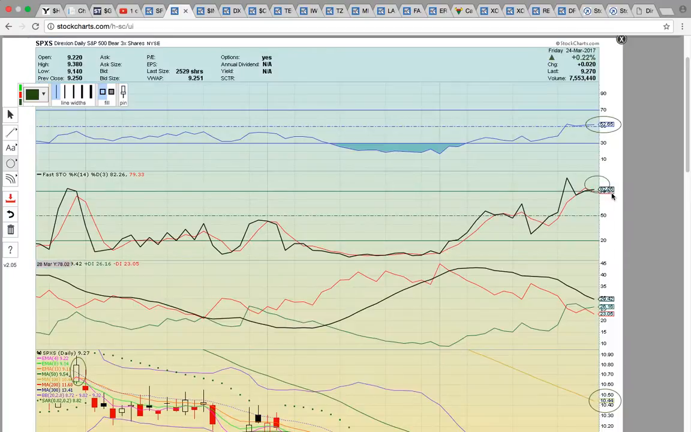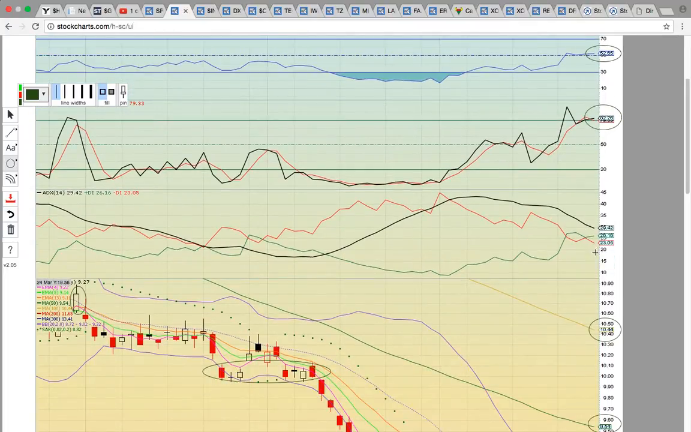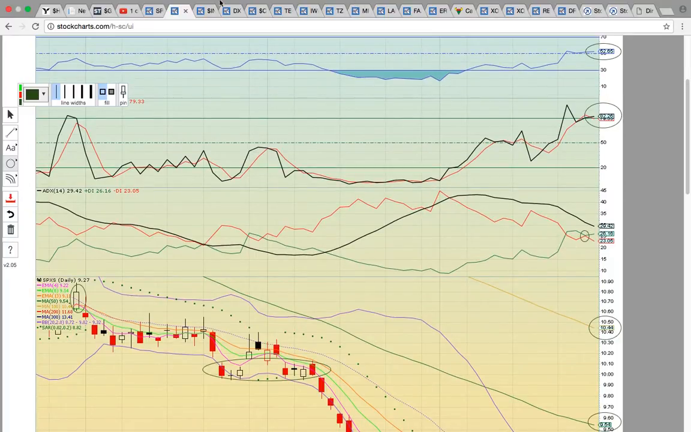Fasto is above 80 now and in the power zone. And then notice that on Plus DI there's a bullish crossover. Plus DI crossed the red line to the upside. So this chart is heating up as the SPY, the S&P 500, is cooling down.